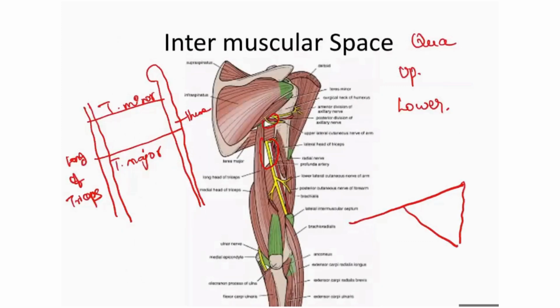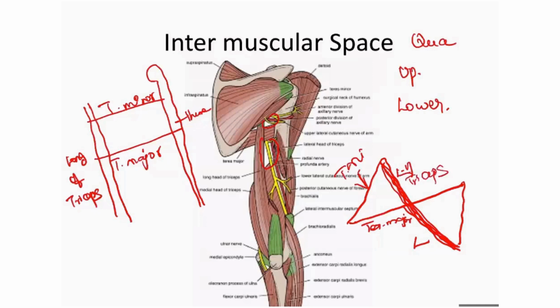Lower triangular space is formed by the long head of triceps, right? This is the long head of triceps. What we are now reading is the upper triangular space. This is teres major. This is teres minor. This is the long head of triceps. So the upper triangular space is bounded by teres minor, teres major, and long head of triceps.